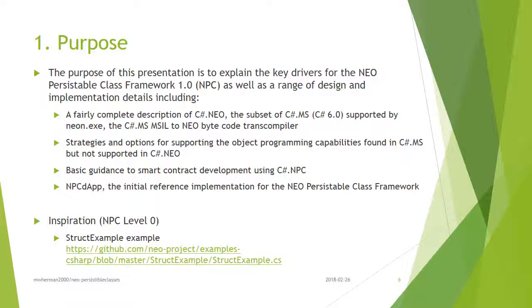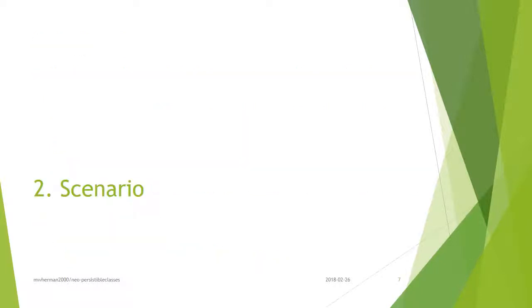As I was going back and looking at probably dozens and dozens now of little C# smart contracts I've written to evaluate the C#.neo language, I was reminded that part of the inspiration came from this very simple sample that's in the Neo project /examples -C# project. So I want to give some recognition there as well. Okay, so let's go into section 2 on the scenario.